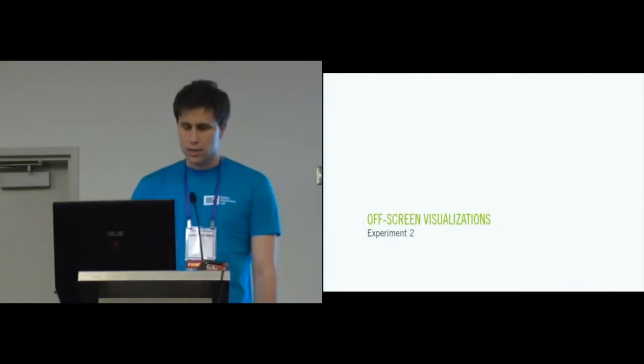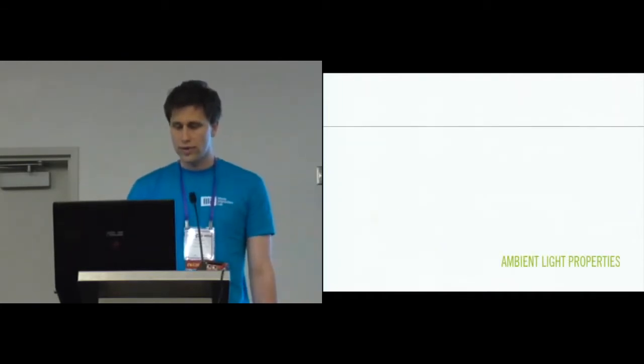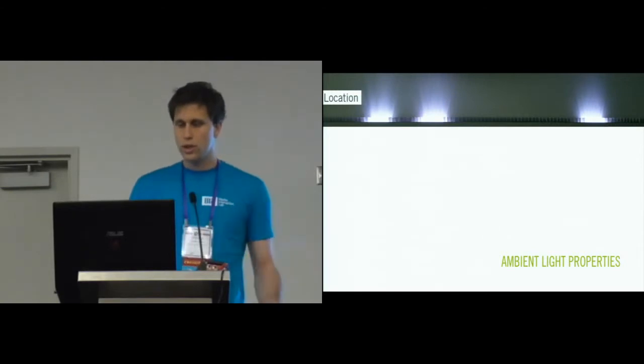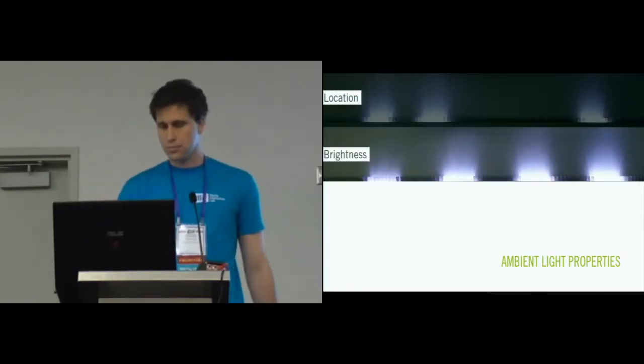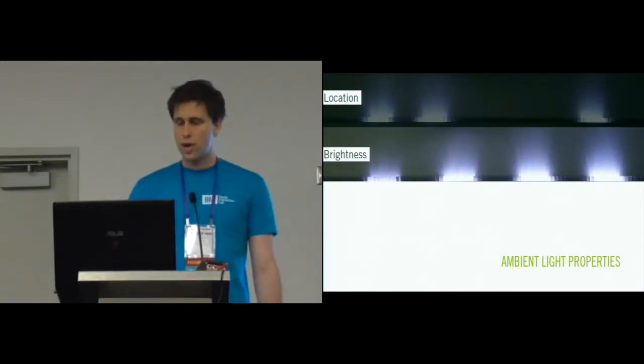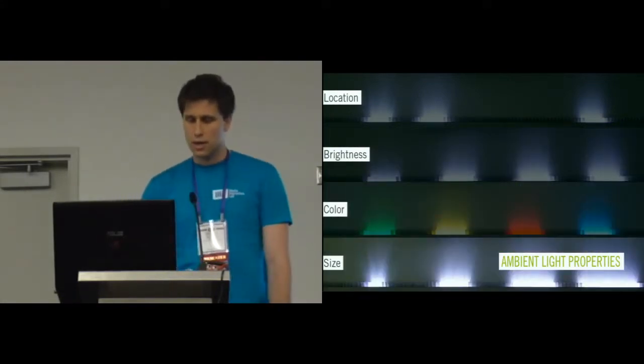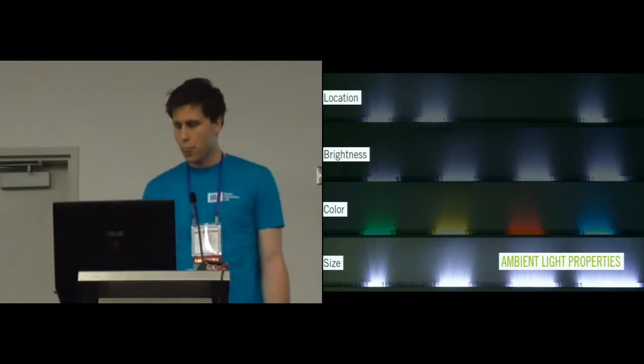And with that, I start talking about the second experiment, which goes on off-screen visualization. To do that, I start with some general ambient light properties. So what can we actually visualize with that? First, we can show different locations. Second, different brightnesses. So the spots can have a different brightness. We can have different colors, as well as different sizes.